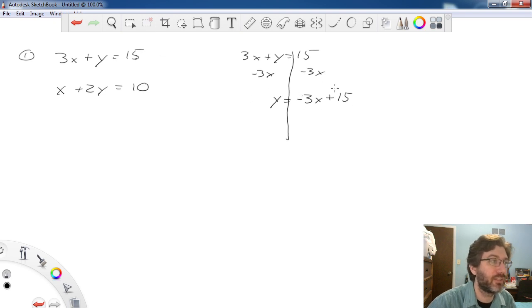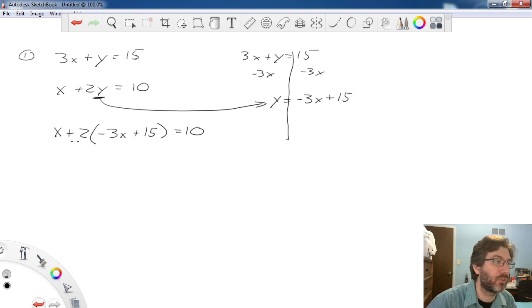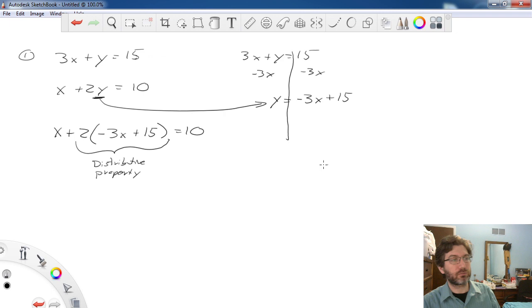Now once I get this, I can take it and plug it into here because I know what y equals. So I'm going to take this y right here and substitute it in. So it's going to be x plus 2 times the quantity negative 3x plus 15 equals 10. Now just be careful here because this is your distributive property. So you need to distribute in order to solve.